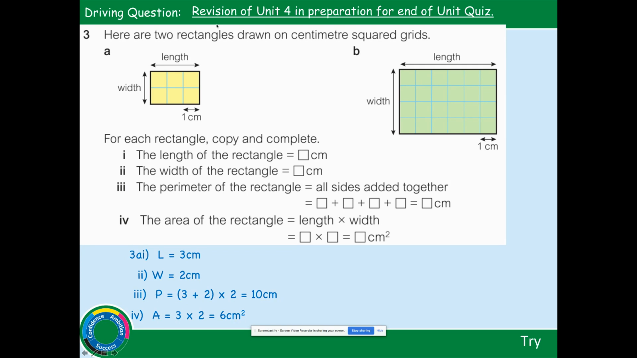Okay, so if we look at our length, 1, 2, 3, 4, 5, 6. Our length is 6. Our width is 4. So our perimeter is 6 add 4 times 2. 6 add 4 is 10, times 2 is 20. So our area is 6 times 4. 6 times 4 is 24. Because it's an area, it's centimetres squared. Okay, make sure you put the little squared up here when you're doing area.